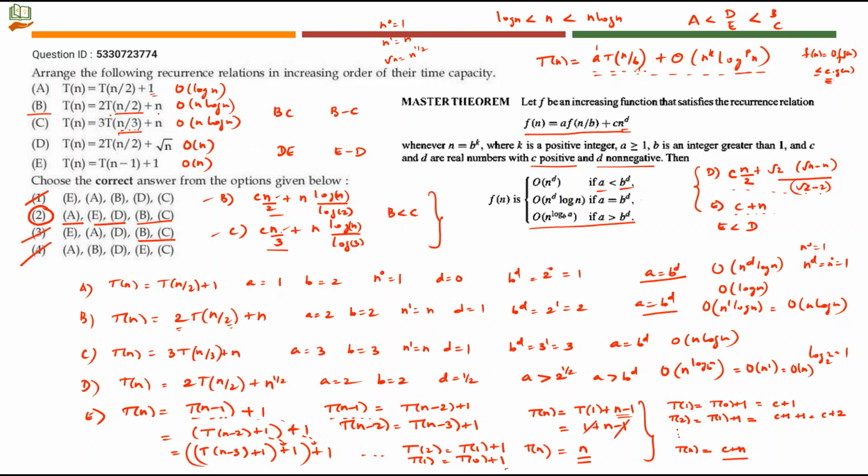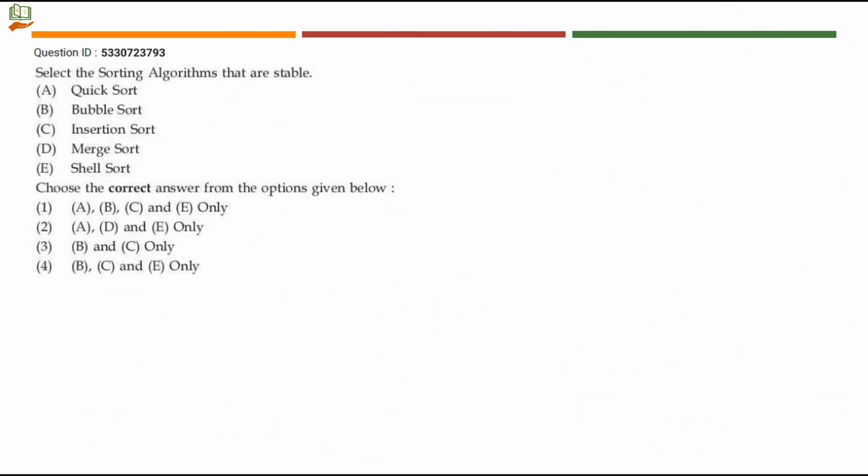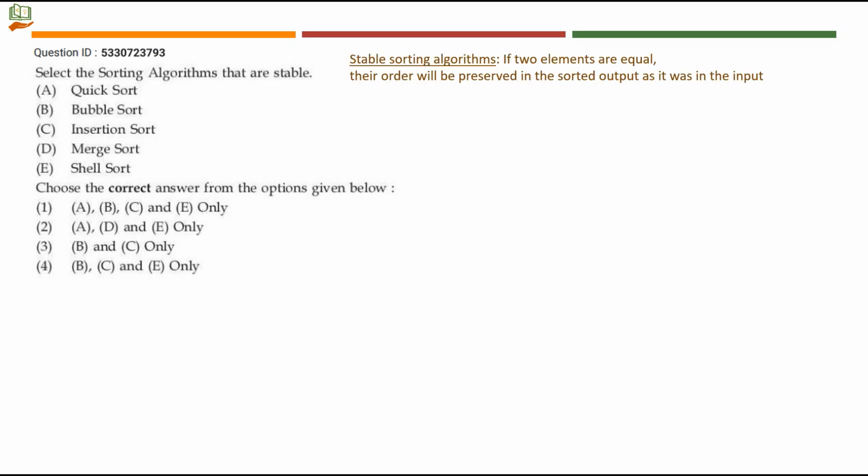So this is how they are bringing E to the format of C plus n here. Next question. Select the sorting algorithms that are stable. What is a stable sorting algorithm? There will be a set of elements. If two elements are equal, their order will be preserved in the sorted output as it was in the input.